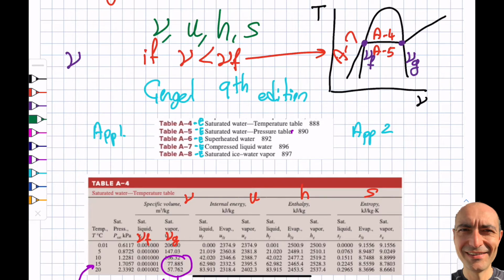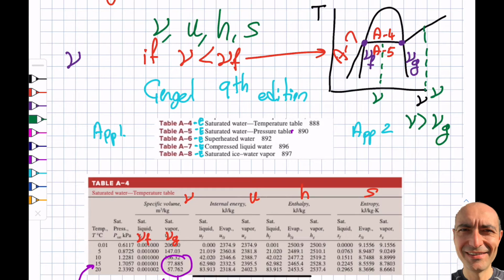But if the value that is given in here, as I mentioned, is in between, you need to use A4 and A5. If the value that is given to you is somewhere here, as a function of temperature, I don't know where you are at, but if this is greater than the saturated vapor specific volume, then you will be using A6. Okay, so this will be the A6. Do you see this? So now you know which one to use.